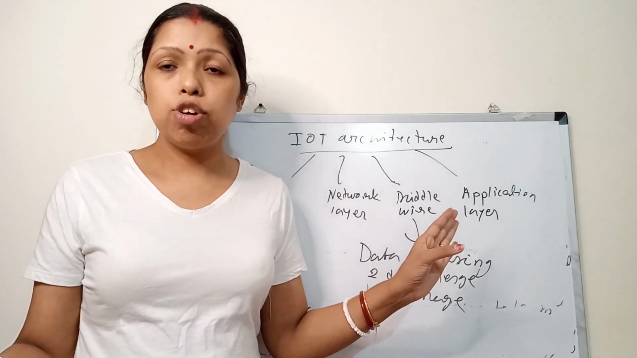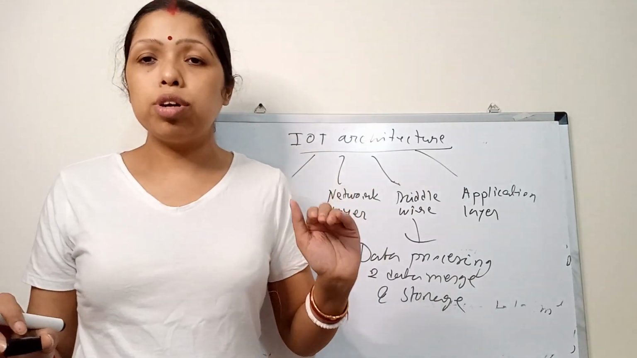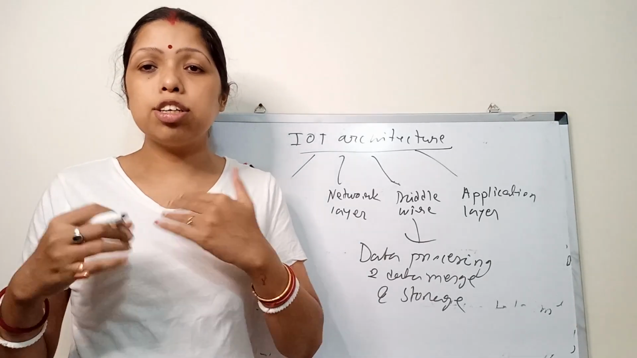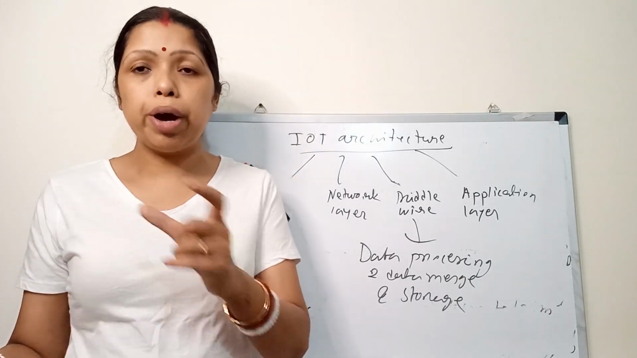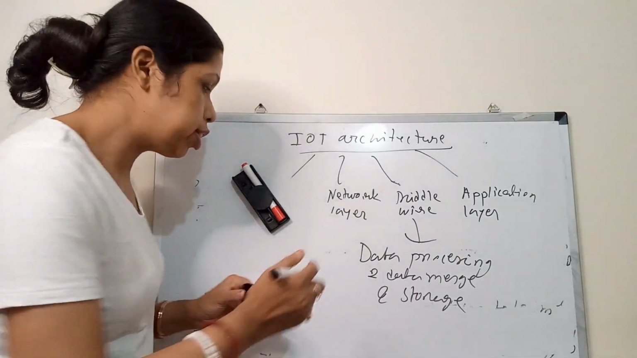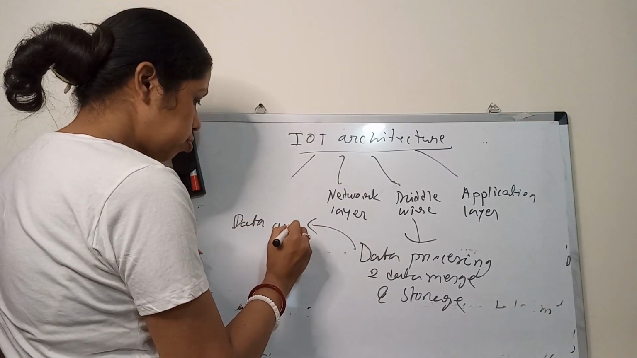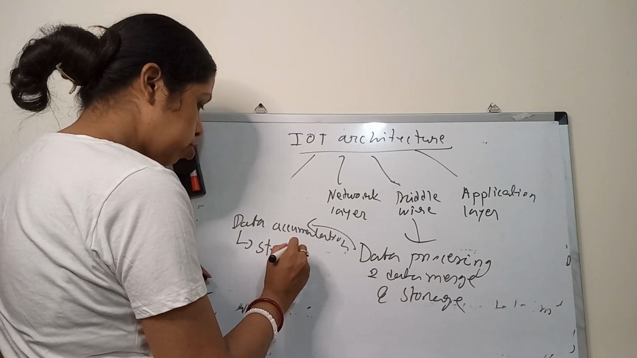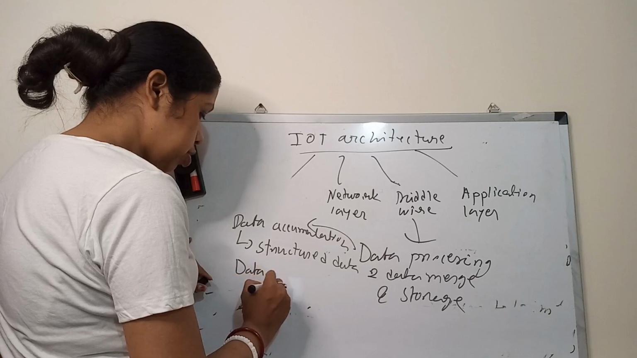Okay, so under this middleware layer, there are two parts. One is the data accumulation and the other is the data perception. Data accumulation means after gathering the data, this data should be structured. Unstructured data should be converted into structured data in the generalized format by using data accumulation. Here you can convert the data into structured data. Next is the data perception.